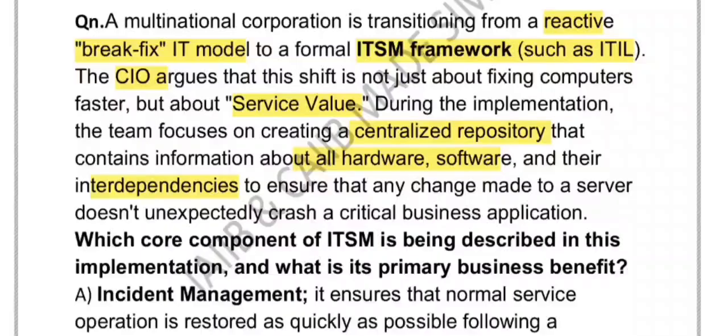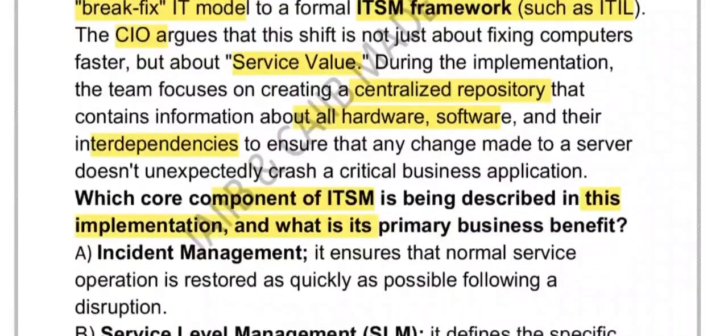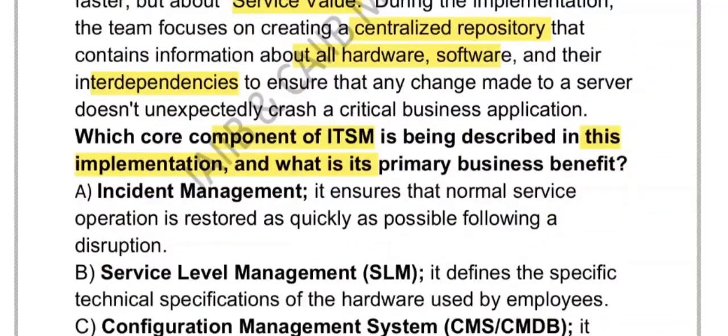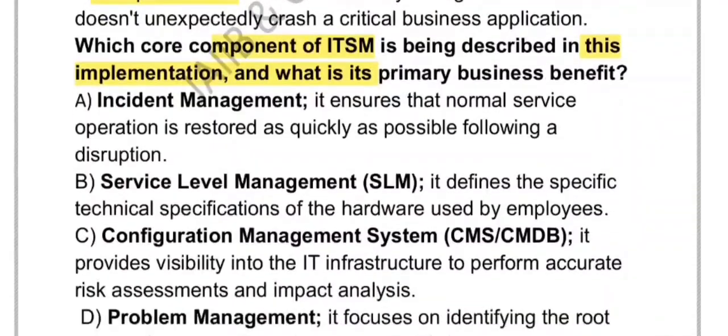The question asks 2 things. Which ITSM component is this? And second, what is its primary business benefit? These are the 2 parts of the question. The options they have given: A is incident management, B is service level management, C is configuration management system, and option D says it is problem management. Similarly, option A says it ensures that normal service operation is restored as quickly as possible. B says it specifies the technical specification. C says it provides visibility into the IT infrastructure to perform accurate risk assessment. And D says it focuses on identifying the root cause of a single high-priority technical failure.